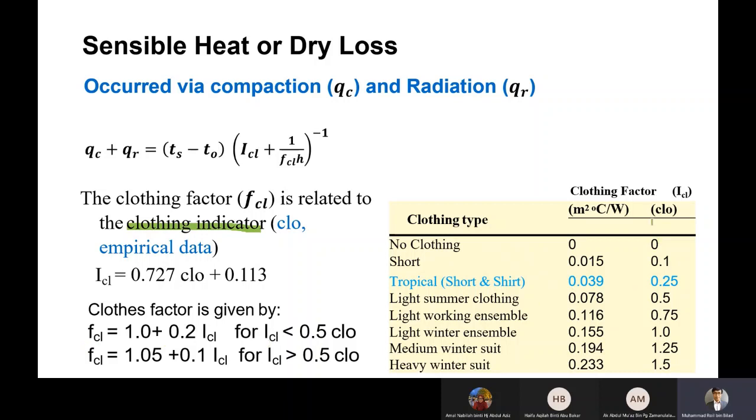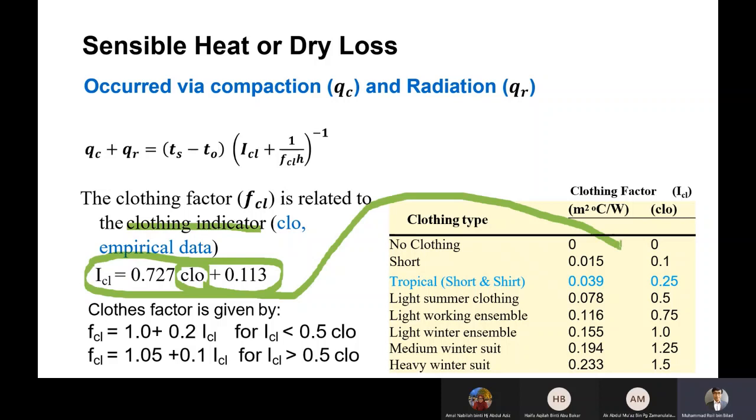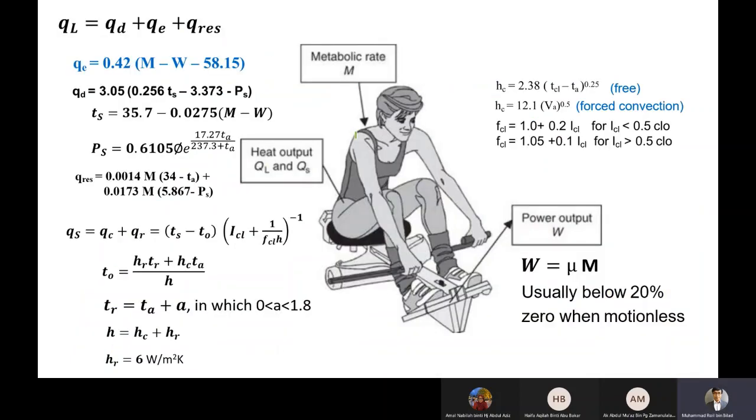So you need to be able to calculate the clothing indicator. We need the CLO value, which is given in this table. And when we calculate ICL, the clothing indicator, we'll be able to calculate the clothing factor. From the previous slide, we know how to get TS, TO, and H. And here you see how we get ICL and FCL. That's basically it.